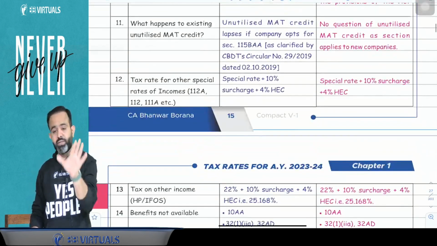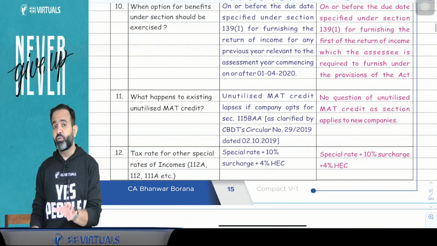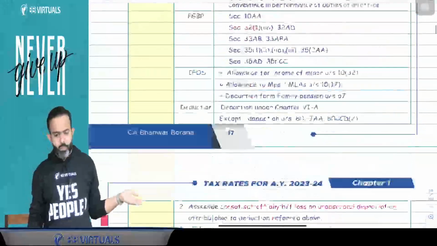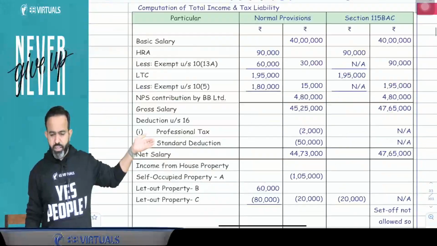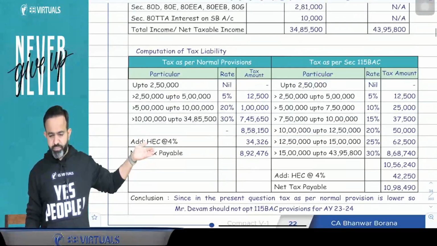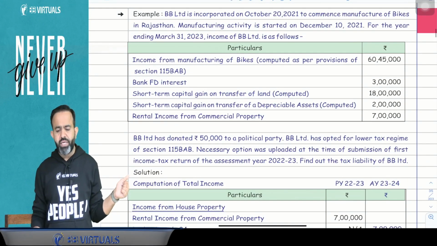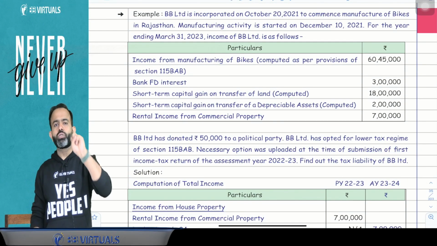Now guys, after doing 115BAA and 115BAB, you have to check the 2-3 questions given in the compact here. I have given one question that is related to 115BAB. Yes, this question is related to 115BAB, and along with that, guys, there are 2 questions in your compiler also.